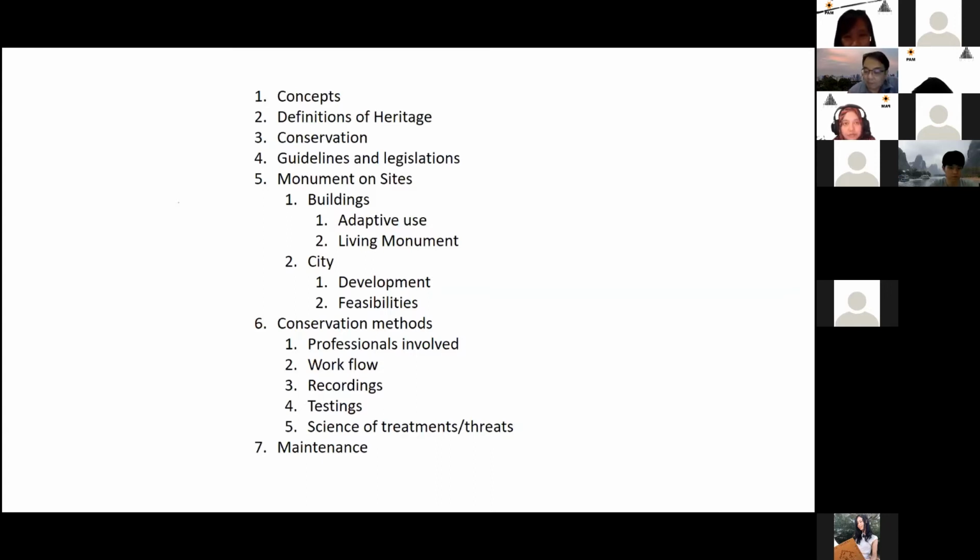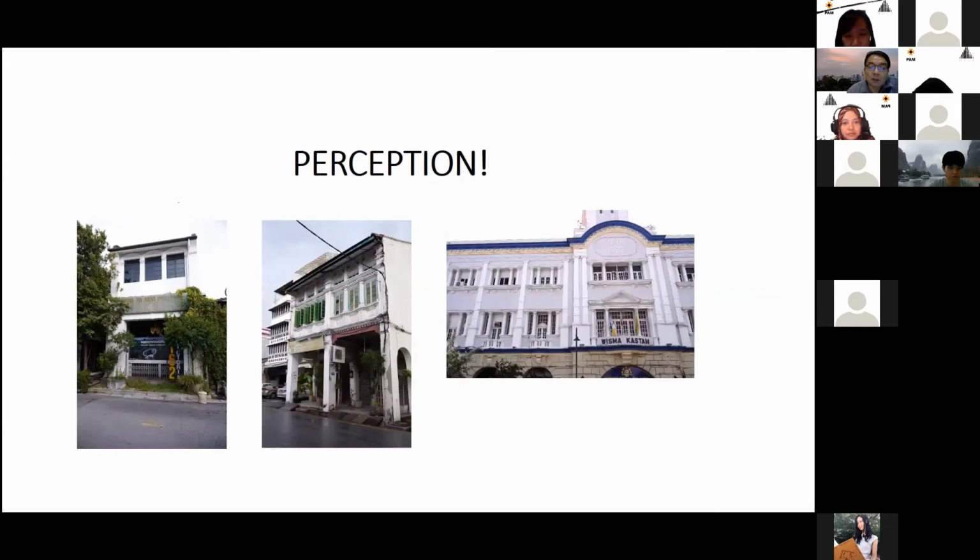Okay, next one. One of the biggest things when you go into heritage is perception. Why perception? Look at these three big photographs here. I put them in. They were taken in Penang. Very simple. You look at them, and you see heritage buildings. So then what are they? Straight away you give a perception that they are heritage buildings.